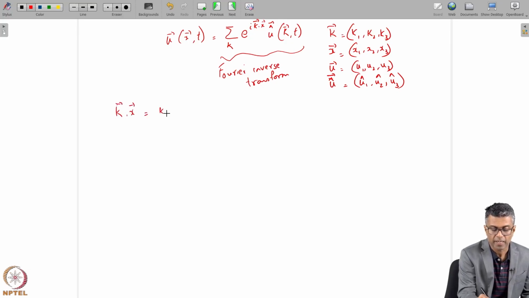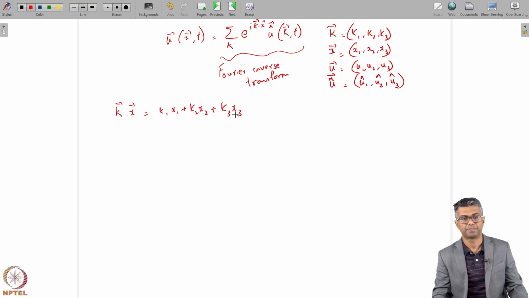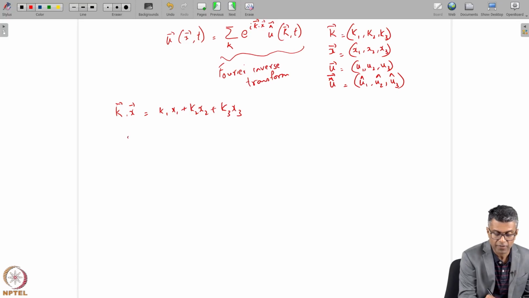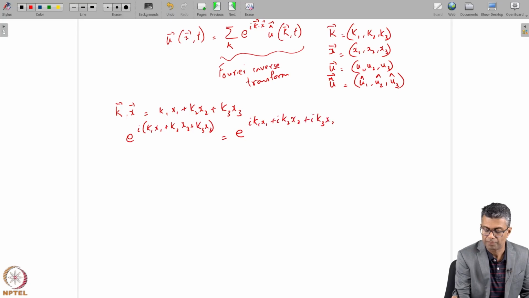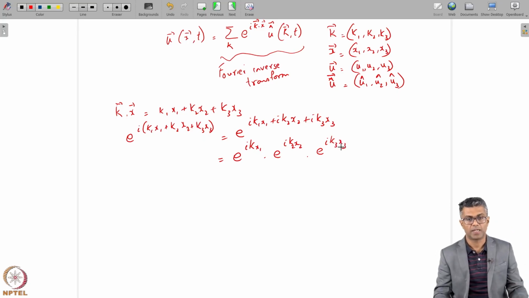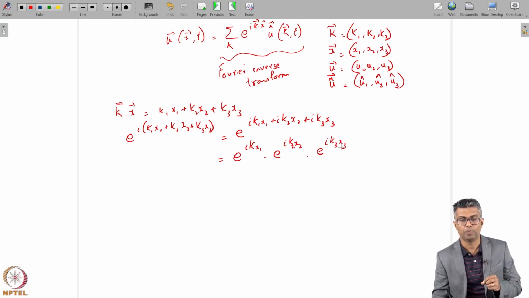Okay. Now if I take kappa dot x, what I'm obviously going to get is k1 x1 plus k2 x2 plus k3 x3, because it's a dot product. And since I have e to the i (k1 x1 plus k2 x2 plus k3 x3), this can be written as e to the i k1 x1 plus i k2 x2 plus i k3 x3, which is the same as e to the i k1 x1 times e to the i k2 x2 times e to the i k3 x3. Isn't it? So those become your Fourier modes.